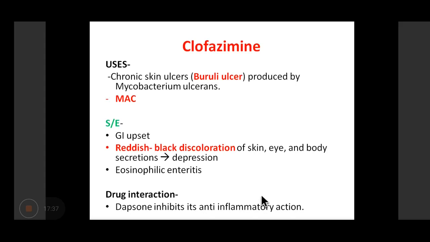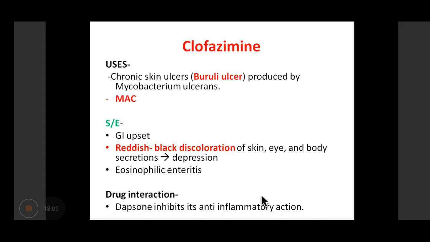Apart from leprosy, it can be used in chronic skin ulcer, which is known as Buruli ulcer. You need to read Buruli ulcer from your pathology book. It is an important thing. Many times people ask about Buruli ulcer. So it is also a mycobacterial disease which is produced by Mycobacterium ulcerans, and you can use clofazimine in the treatment of Buruli ulcer. Another indication of clofazimine is Mycobacterium avium complex treatment, MAC, which we already discussed.